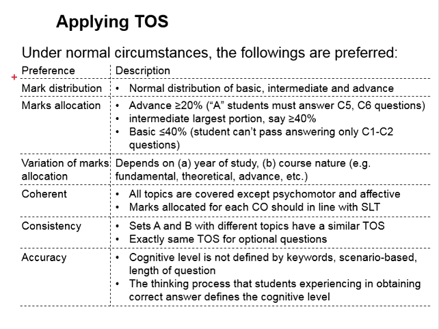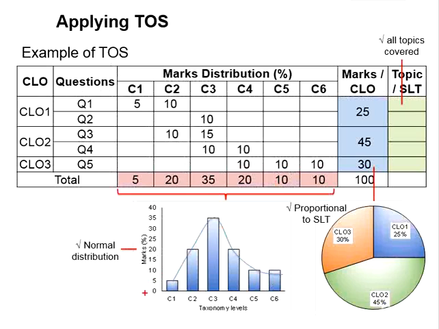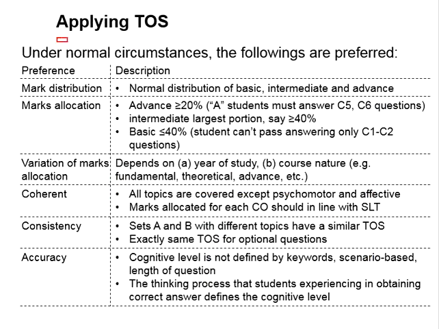First, related to the mark distributions, we prefer a normal distribution between the basic, intermediate, and advanced. That means if you plot the curve here, it should look something like this. It may also skew more towards here, as long as the intermediate part carries a larger portion of the marks. This is under normal circumstances.